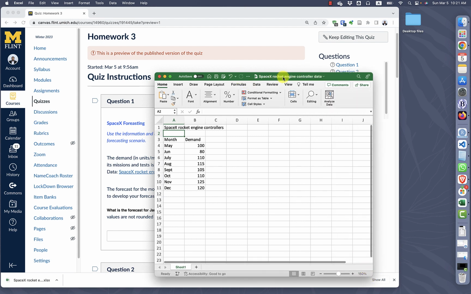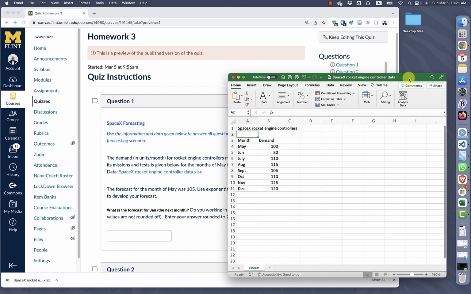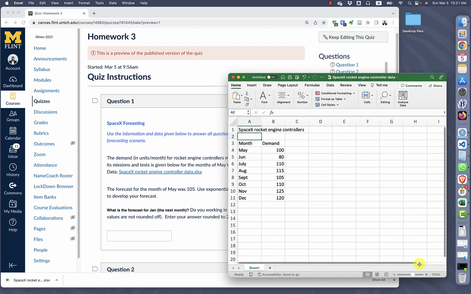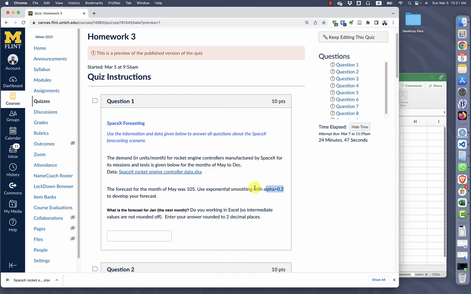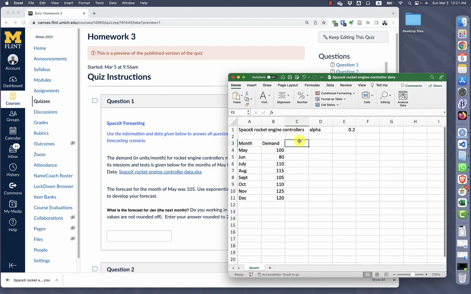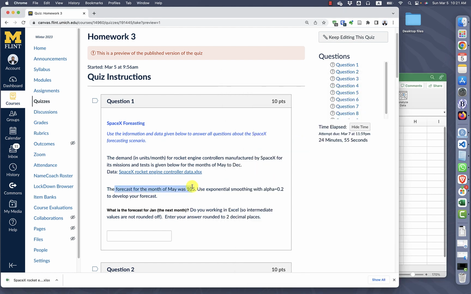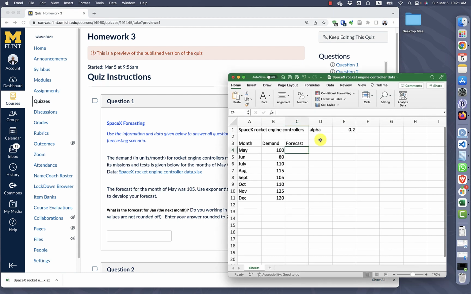So we need one piece of information to do exponential forecasting, which is the smoothing constant called alpha. The question tells us that is 0.2. Sometimes the question will give us an initial forecast, like in this case, it says the forecast for the month of May was 105. This is the second piece of information we need, and then we can develop our exponential smoothing forecast. We need to develop the forecast for this next month of January. So we have to figure out what goes in this cell.